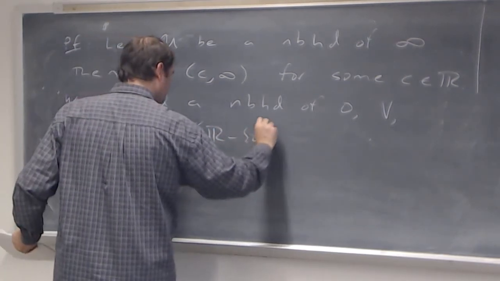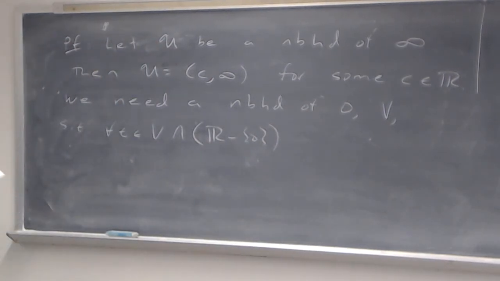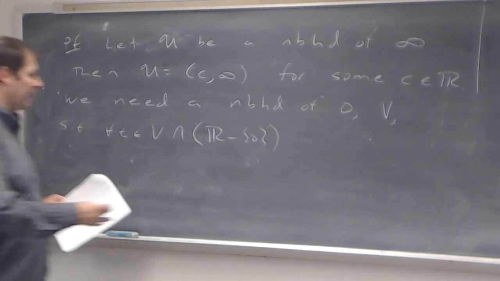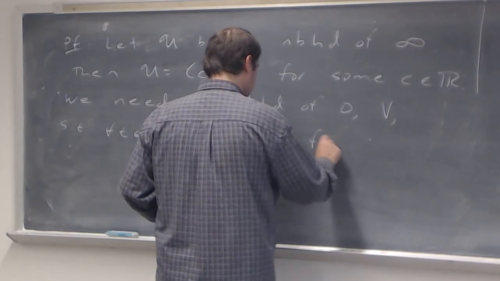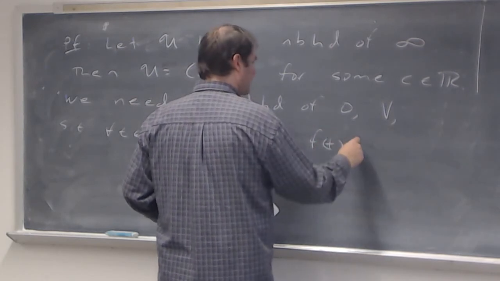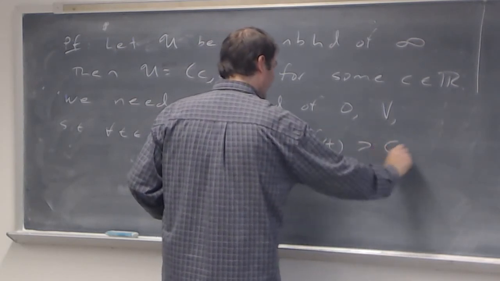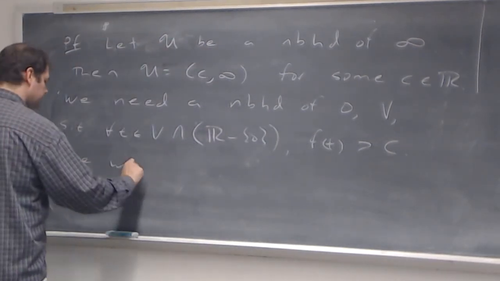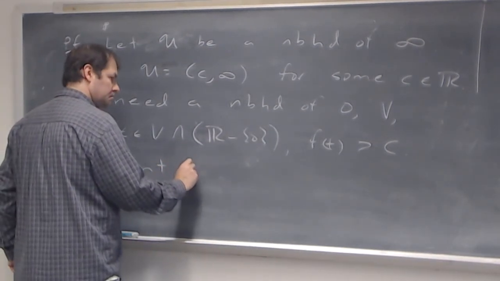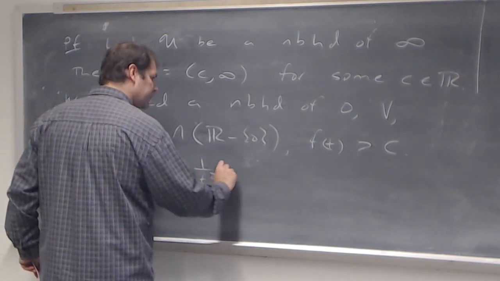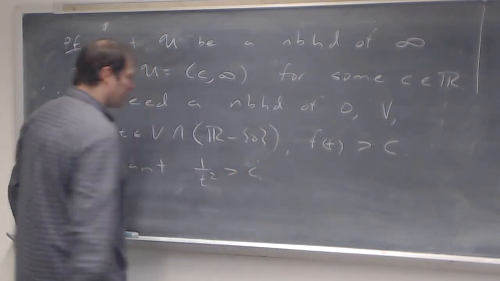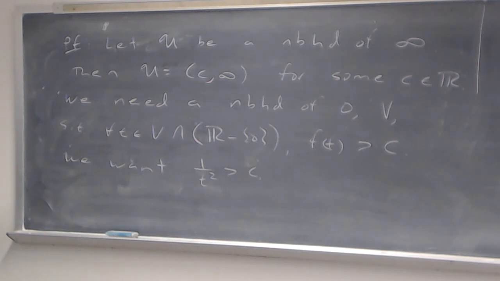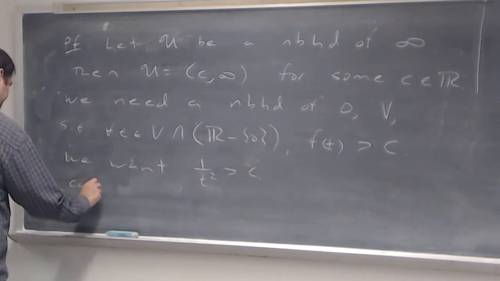minus 0, that's the domain of the function f. F of t needs to be an element of u, so that means it needs to be greater than c. So what we want is that 1 over t squared to be greater than c. So we break this into considerations, cases. And so we have case 1.